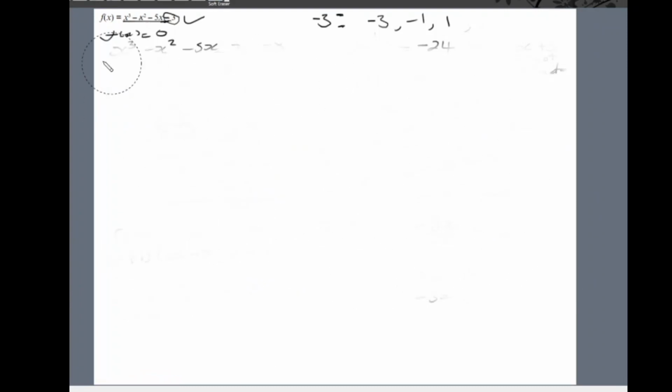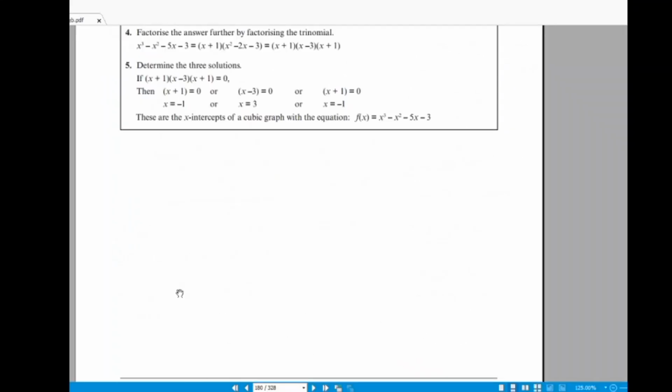This is how you'd find the x-intercepts, and then y-intercepts, you just let x be 0, and you see what your y-intercept will be: minus 3.